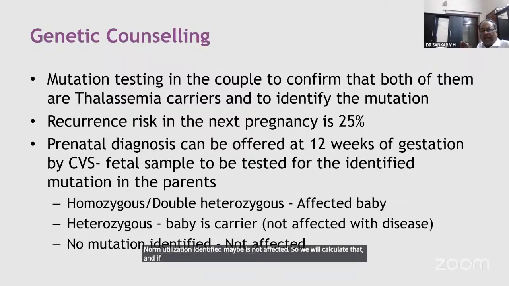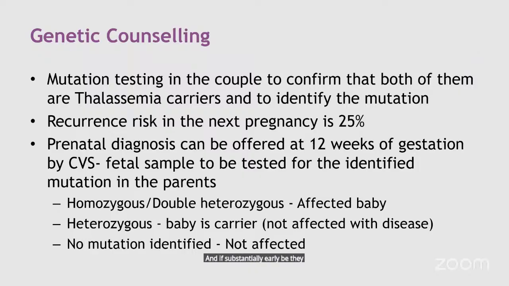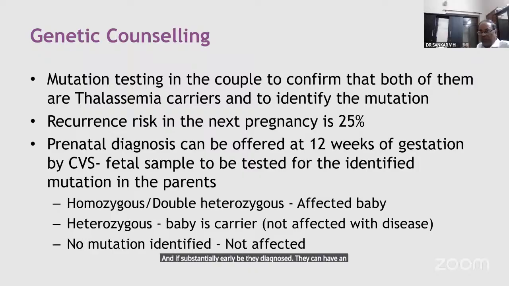And if the baby is affected, we will say that the baby is affected, the baby will have symptoms like the previous baby, and if diagnosed sufficiently early, they can have an option of termination. We will not say go and terminate. Termination is the decision of the couple. We will only tell them that the baby is affected and will have all the symptoms of the previous baby. If heterozygous, we will say the baby is not affected. Carrier we are not considering as a disease, because there are so many people with carrier status, we cannot do termination. No mutation identified, not affected.